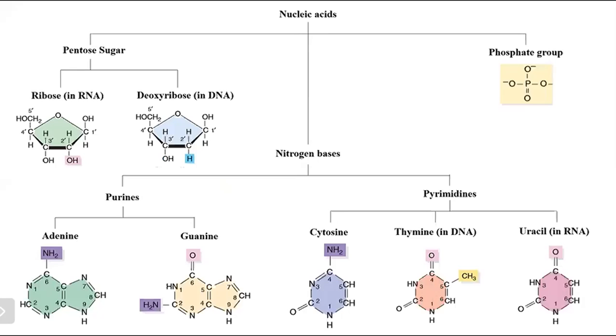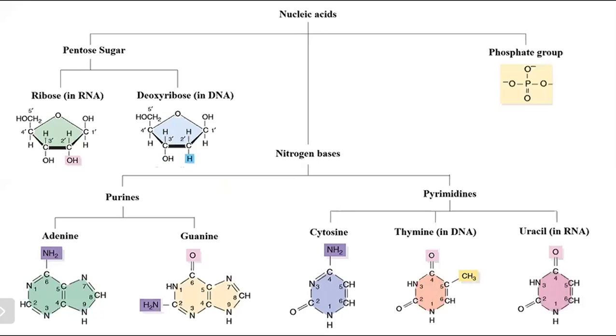First is the composition of DNA. Nucleic acids, that is DNA and RNA both, are made up of three components. First is pentose sugar, second nitrogen bases, and third is phosphate group. Pentose sugar has two types, ribose and deoxyribose. The ribose is in RNA and deoxyribose is in DNA. You can see the difference between these two sugars here.